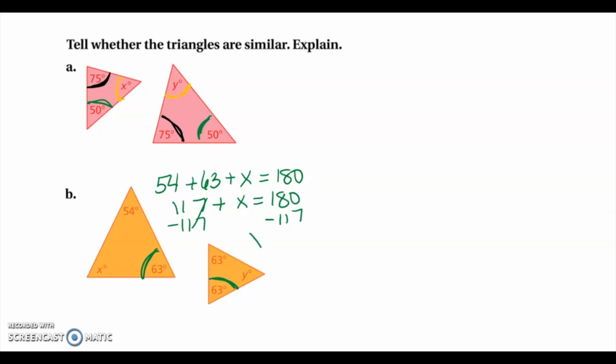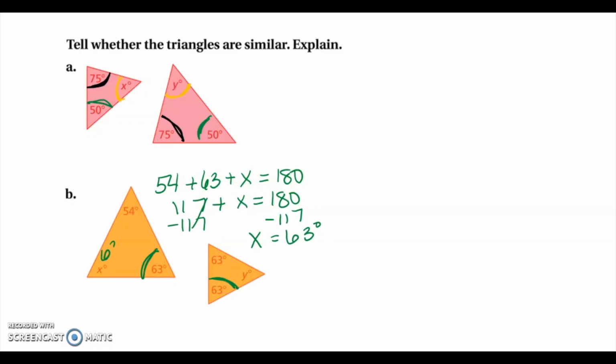Looking at the next two triangles, I can see that I have a 63 and a 63. But now at this point, I have a 54 and a 63. So what I need to do is find the value of x and the value of y before I can continue comparing them. So for the first triangle, I would have 54 plus 63 plus x equals 180. So I want to find the measure of that third angle. So 54 plus 63 is 117, plus x equals 180. I would subtract 117 on both sides, and I get x equals 63 degrees.